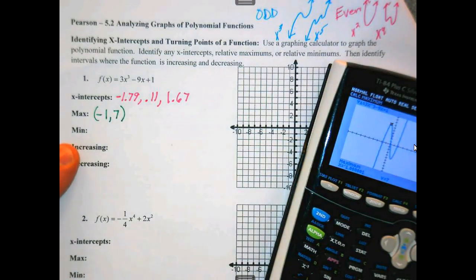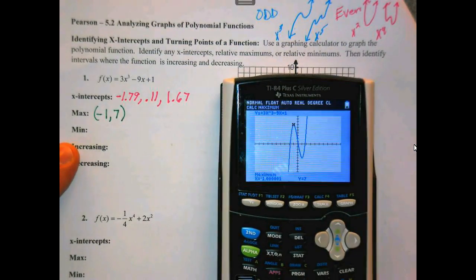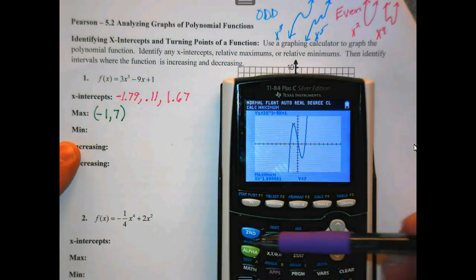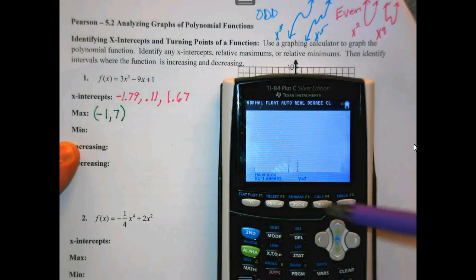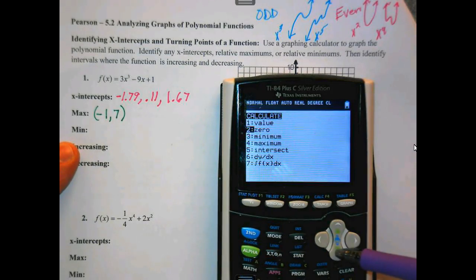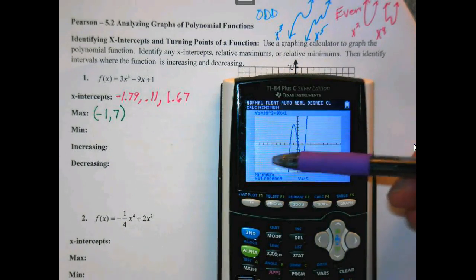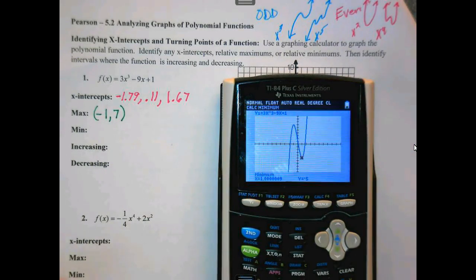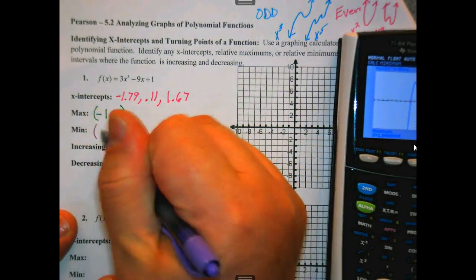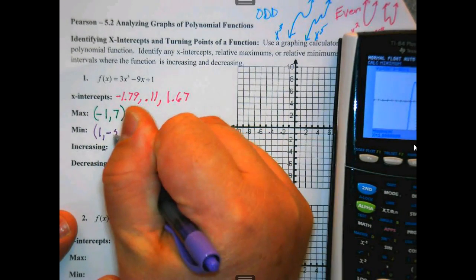Okay, next thing I need, my minimum. So I'm going to go back to second trace. I'm going to do my minimum, enter. Get a left bound, enter. A right bound, enter. Enter again. And my minimum's at 1, -5.